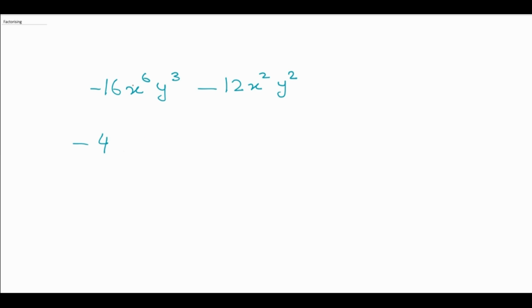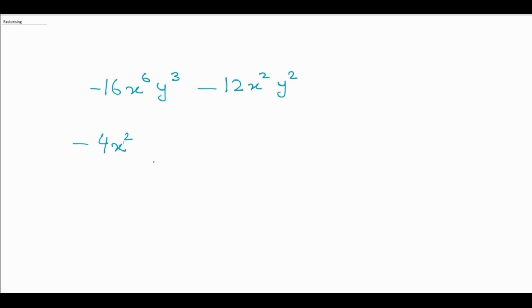We have x to the power of 6, which is 6 x's multiplying together. And we have x to the power of 2, which is 2 x's multiplying together. So the highest amount of x's that I can actually take out as a factor between both of these is only x to the power of 2. So we put that in over here. Let's now have a look at the y's. We have y to the power of 3 and we have y to the power of 2. Looking at both of these, what is the highest common factor that I can take out from both of them?